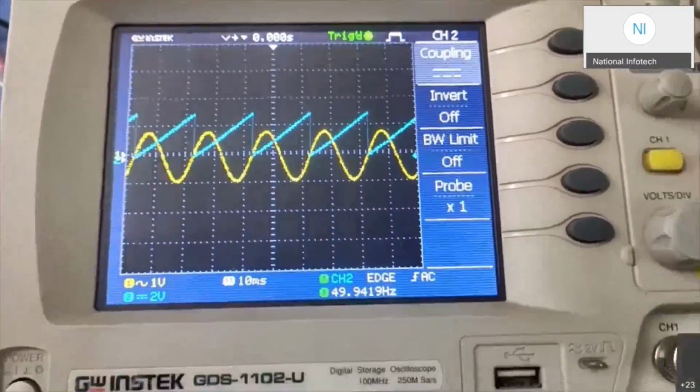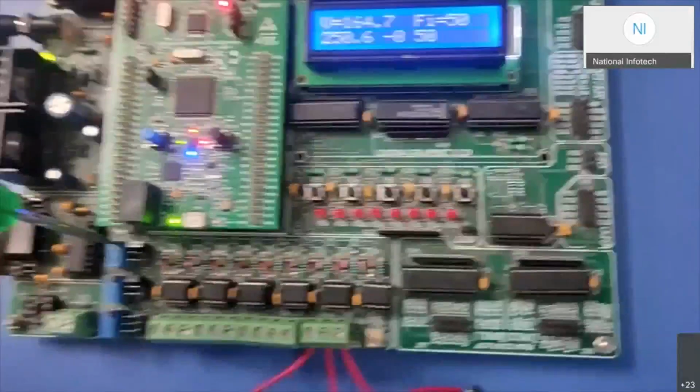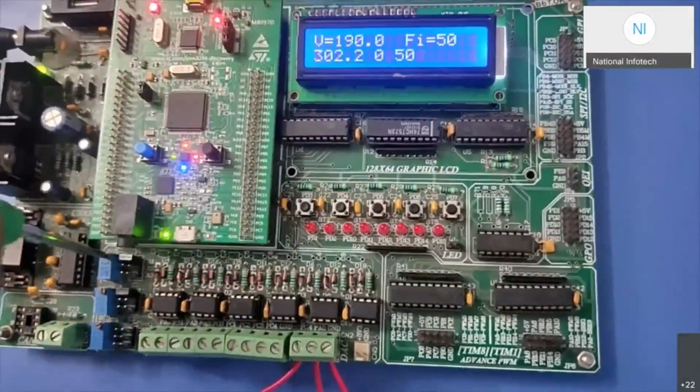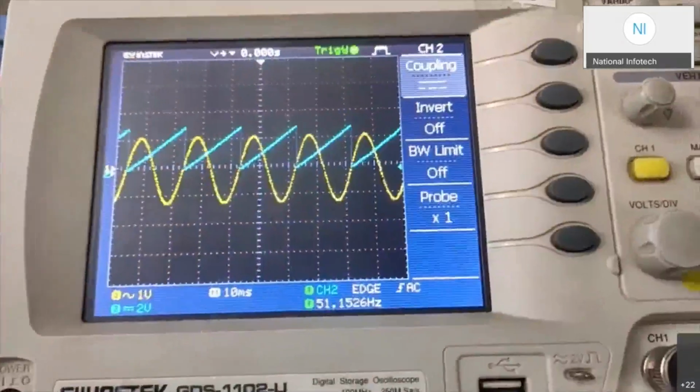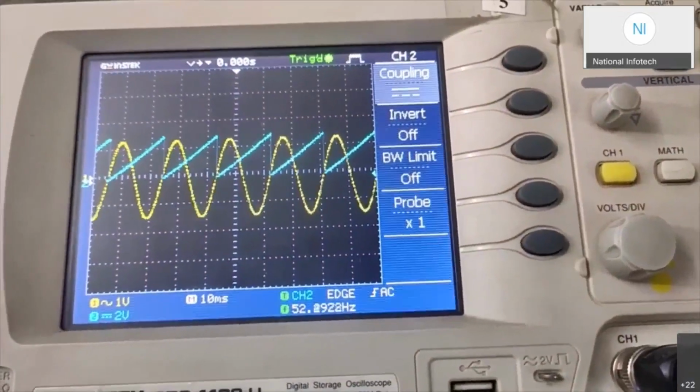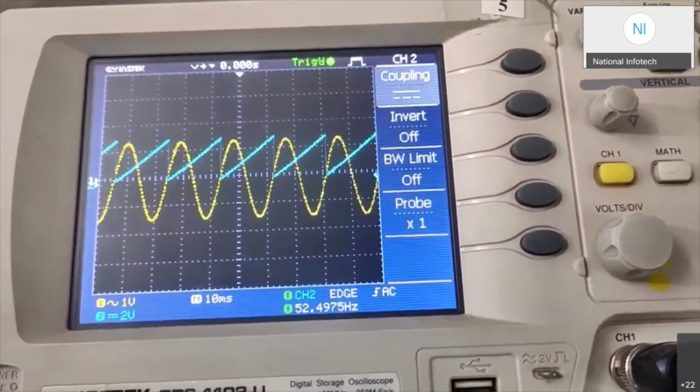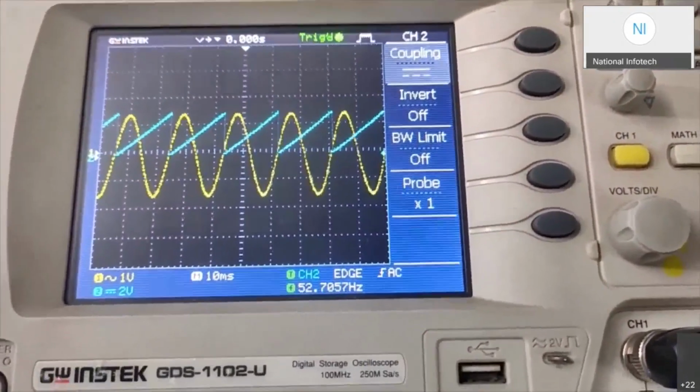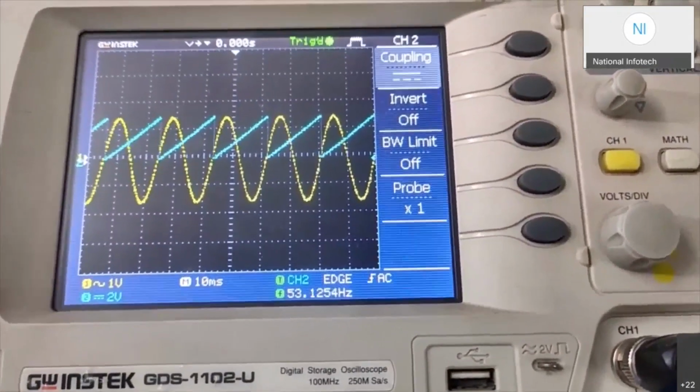Now I will apply more voltage by varying this port. You can see the applied voltage is being changed, and the magnitude of the voltage on the DSO screen is also increasing, but it is maintaining its angle calculation. It is properly calculating its angle.